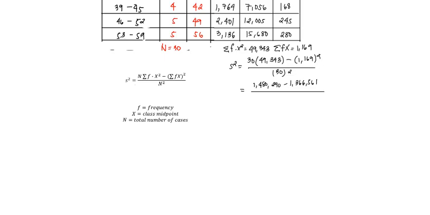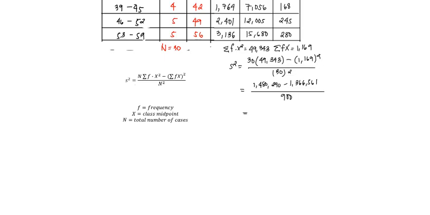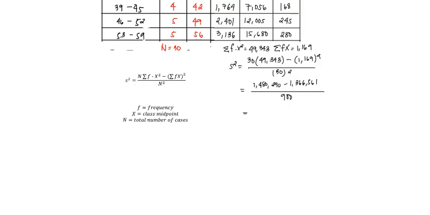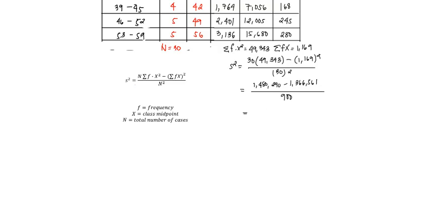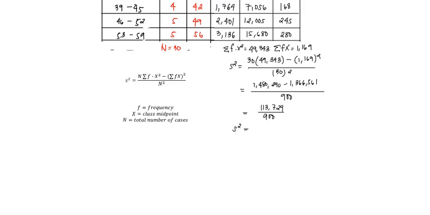So 30 times 30 is 900. And then we subtract these values. 1,480,290 minus 1,366,561 will give you 113,729. Okay, divide this by 900. So you get for our variance 126.37. So, yeah, this is our variance.